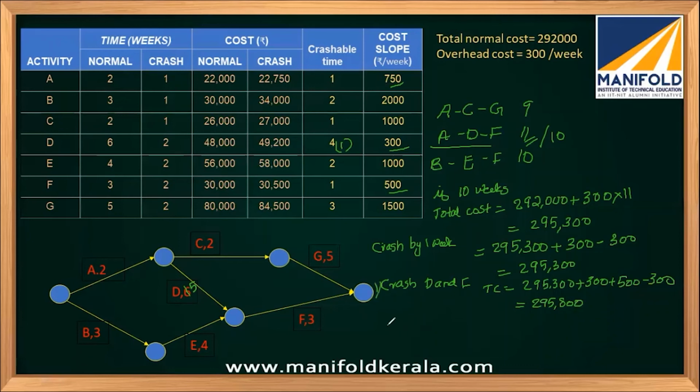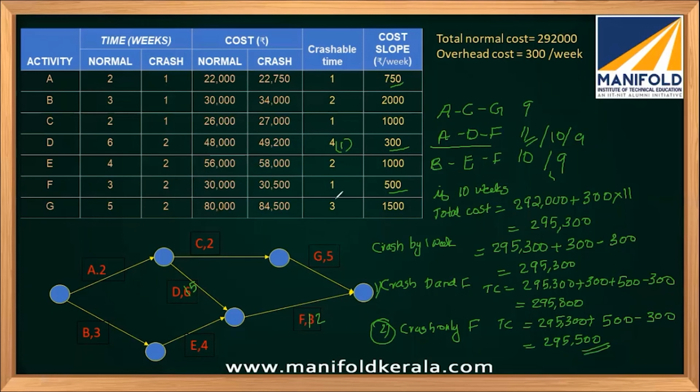This is the first case. For the second case, crash only F. Then the total cost will be 295,300, which is this one, plus 500, since I am crashing F, minus this 300, which will give me 295,500. So this is the least, right? So I can take this as the way, so that I reduce F by 1 week. So this will be 9 weeks, and this will also be 9 weeks. So this is how you do the crashing.